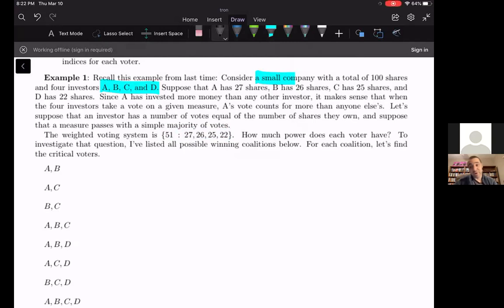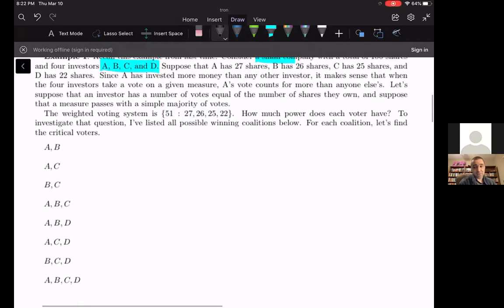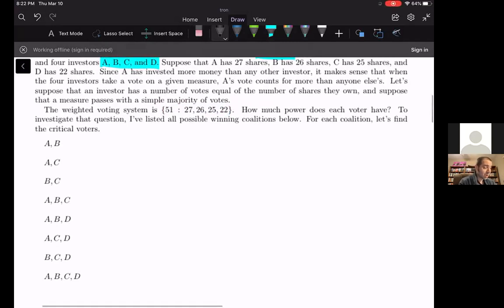So John Banzhaf had a really nice idea for measuring power. It's a really beautiful idea. It makes sense once you see it, and once you get used to it, but it takes some real insight into power dynamics to come up with this idea. What John Banzhaf thought was, first of all, let's think about all the ways that a measure could pass. So what I've done for you here is I've listed out all possible winning coalitions in the system. Here are all possible ways that a measure could pass. A and B could team up together, A and C could team up together, and so on. All 4 voters could all agree, and that would pass something.